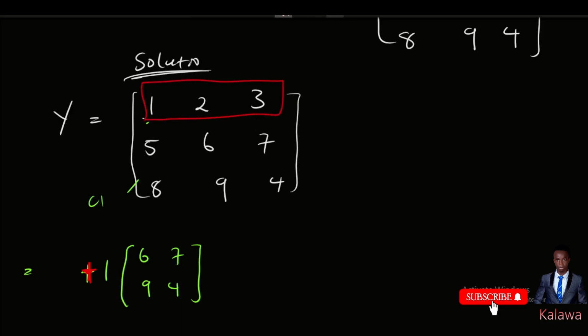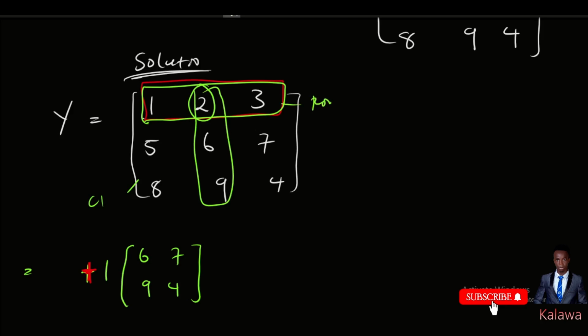So the second element here is what? 2. So also for 2, we determine in which row 2 is connected. 2 is connected from this row, and also connected from this column. So once you determine the row and the column in which that particular element is connected, you take those out. Whatever remains is known as the minor.